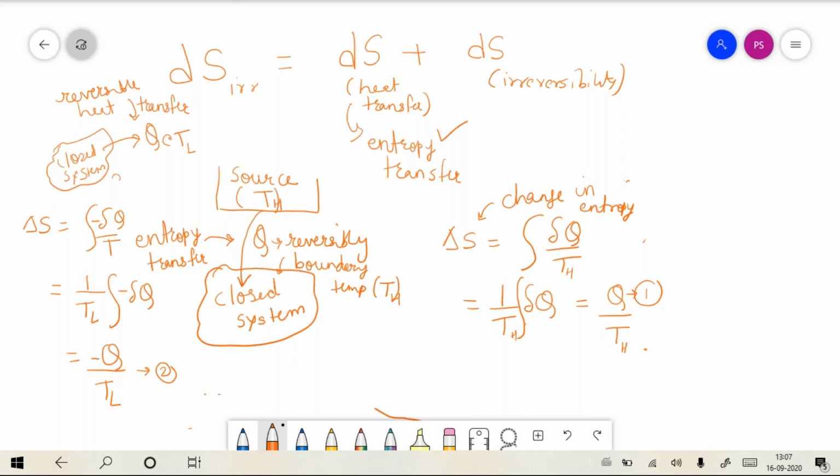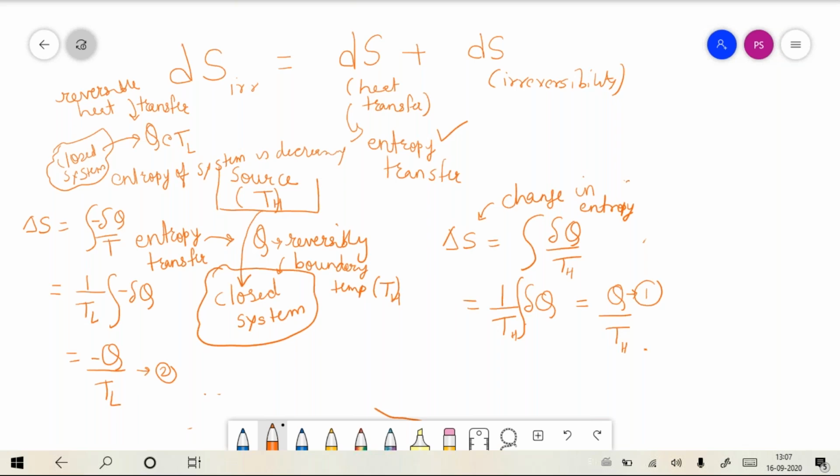Are you getting this? Entropy of the system is decreasing. Why is the entropy of the system decreasing? Entropy of the system is decreasing because there is a reversible heat transfer from the system to the surrounding, as a result of which the molecular disorder would decrease in the closed system and the entropy of the closed system would decrease.